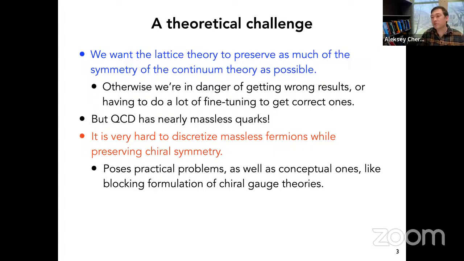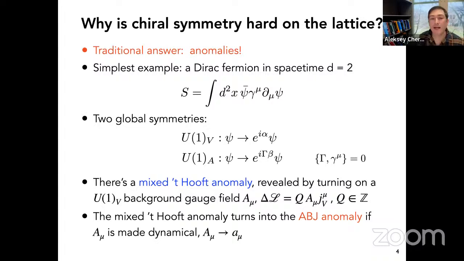It's also practically annoying because in QCD, like I said, there are light quarks, so to a good approximation they're massless, and it's hard to get the symmetry that arises in that limit right on the lattice. Now, you might ask, why is it hard to preserve chiral symmetry? And there's a very old standard answer.